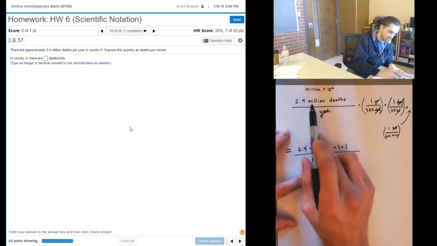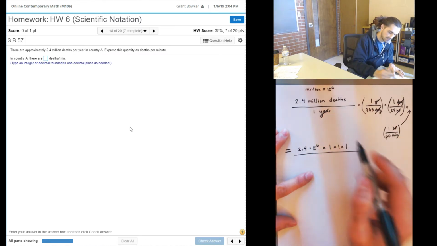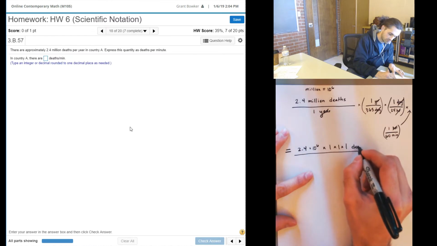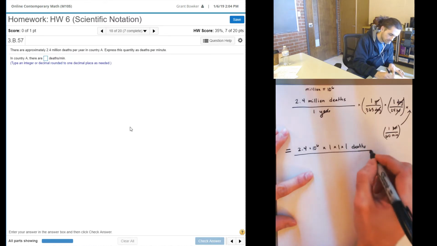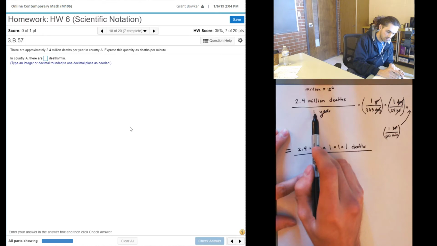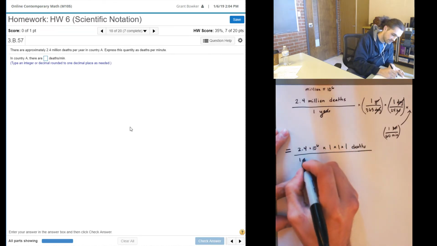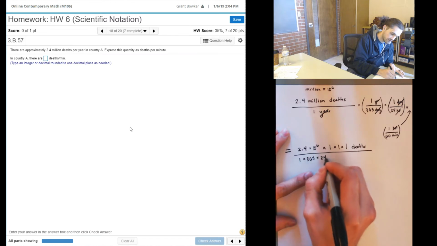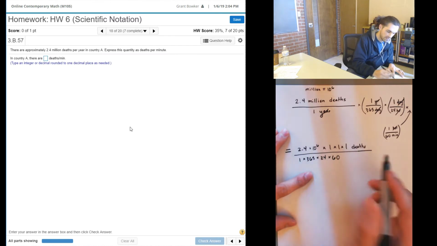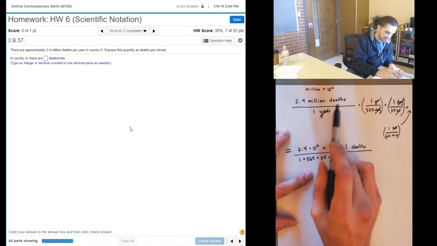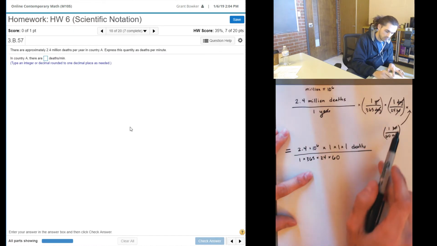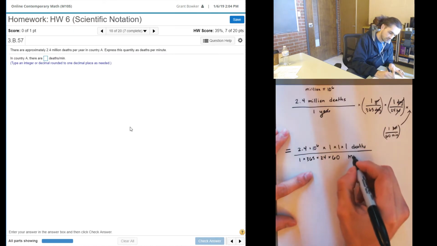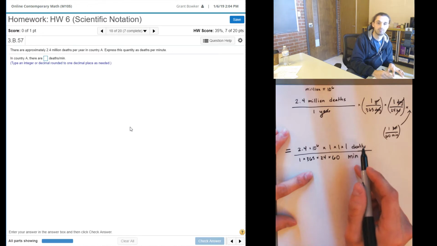Units that survived upstairs, I have deaths. Everything else went away. Downstairs I have 1 times 365 times 24 times 60. Units that survived downstairs: year went away, day went away, hour went away, minutes survived, which is exactly what I want. I want deaths per minute.